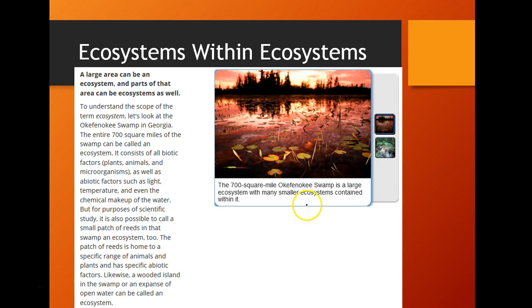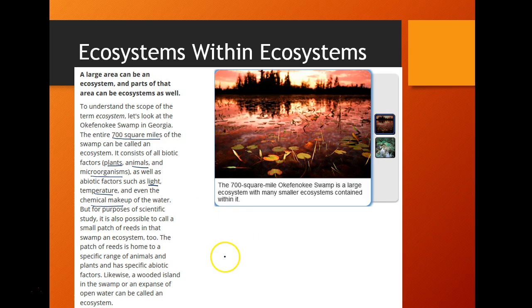And as if it wasn't complicated enough, ecosystems can actually be found within ecosystems. The Okefenokee swamp in Georgia is a great example of this. So the actual swamp is 700 square miles, which is huge. And we can consider the entire swamp to be an ecosystem. It has biotic factors such as plants, animals, and microorganisms. And it also has abiotic factors like light and temperature and different chemical makeup of the water.